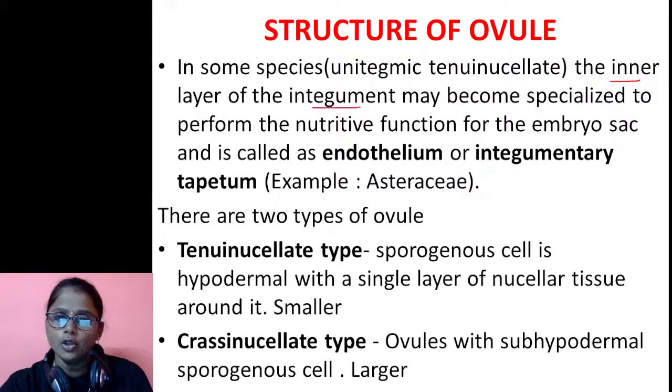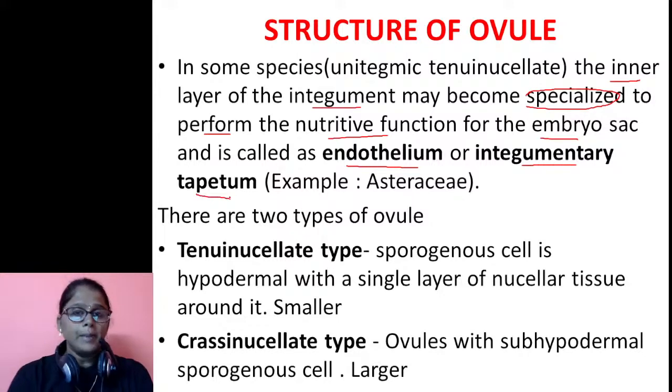So that integument will become a specialized structure and they are going to perform some nutritive function for the embryo sac. Such a type of inner integuments are called as endothelium or integumentary tapetum. Tapetum, the word you are aware because we discussed it in the anther. So inner layer which is going to nourish the microspore.